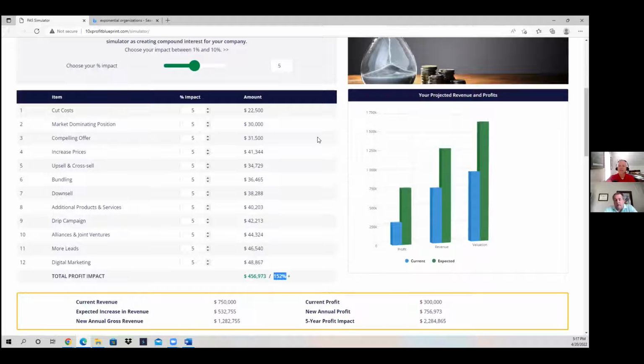I mean, the first quarter of this year, I helped one of my clients implement some of these. We focused on the compelling offer. We probably focused on 5 areas of these. And his business is up over 75% over last year's first quarter.